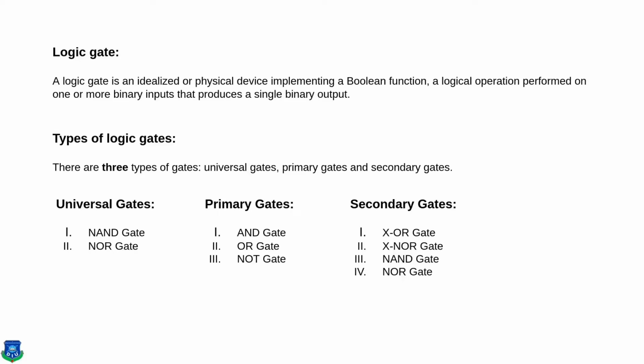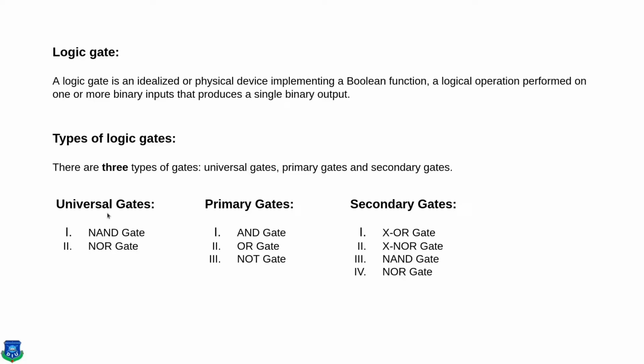Types of logic gates. There are three types of logic gates: universal gates, primary gates, and secondary gates. Universal gates: NAND gate and NOR gate. Primary gates are AND gate, OR gate, and NOT gate. And the secondary gates are XOR and XNOR gates.